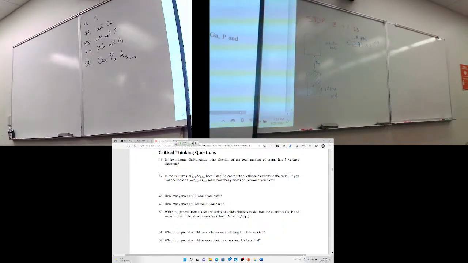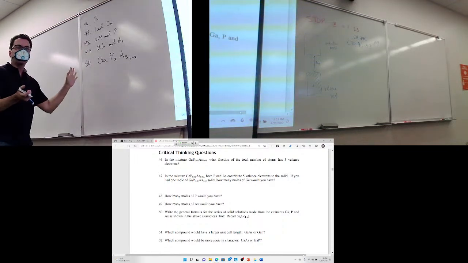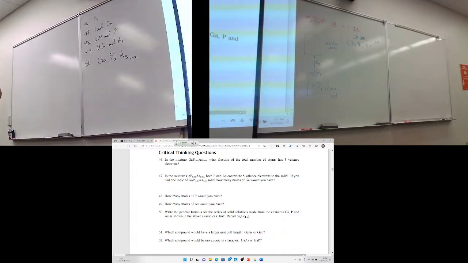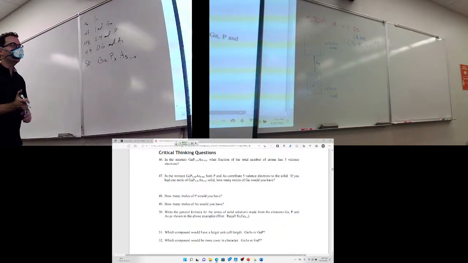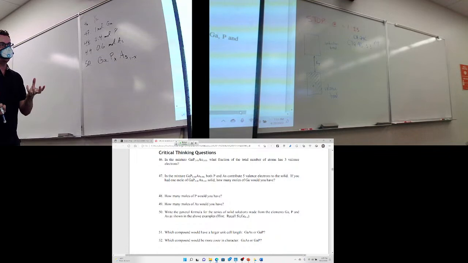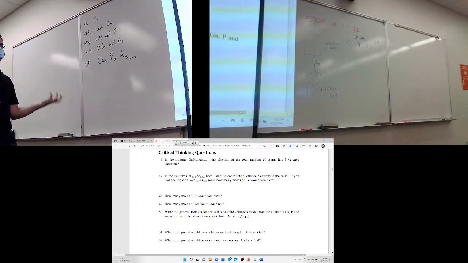Okay, so that's kind of how to think about solid solutions. Now, how do we gauge their properties? Well, let's start with looking at the extremes: gallium arsenide versus gallium phosphide, which has a larger unit cell.